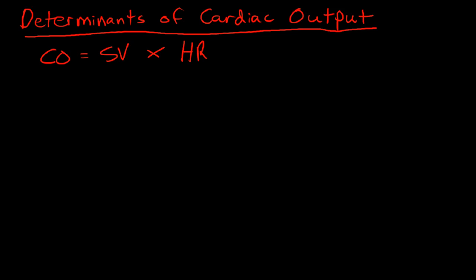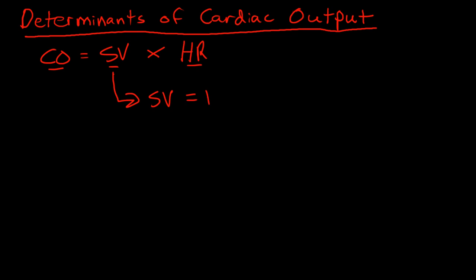And we talked about this formula before, where cardiac output is equal to stroke volume times heart rate. Now I'm going to break this down a little bit. I want to talk first about the determinants of stroke volume, so we'll break this down into a separate category here.